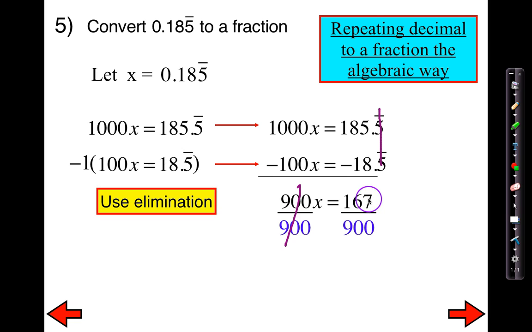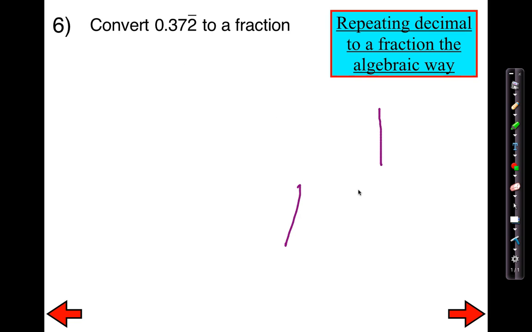Is it divisible by 3? Well, let's see. 1 plus 6 is 7. 7 plus 7 is 14. Nope, 14 is not divisible by 3 or 9. So right now, I've checked all the numbers that I could check with the divisibility rules, and I don't think there are any other numbers I can check, so I'm going to go ahead and say that this is my final answer. So with that, go ahead and try number 6 on your own and see how well you do.